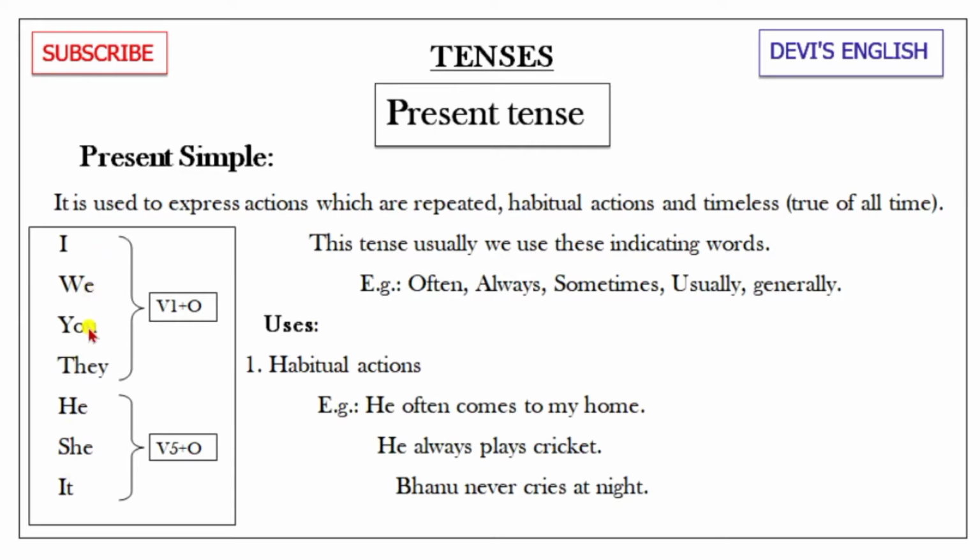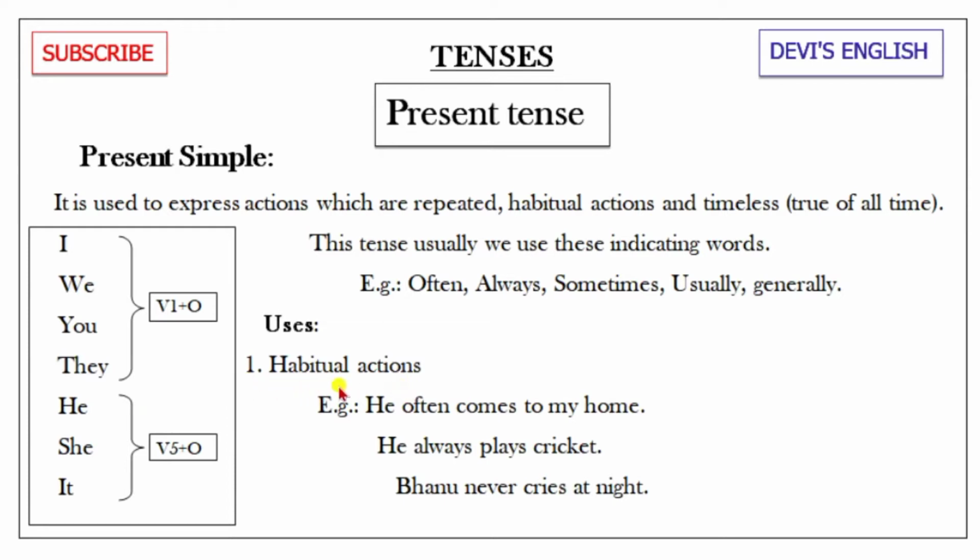I, we, you, they: after these we have to use verb 1 only, plus object. So it is the structure of simple present tense: subject plus V1 plus object. And he, she, it, these three pronouns are called third person singular pronouns. After these three pronouns we have to use V5 plus object. And when we use the simple present tense, I will explain you clearly.